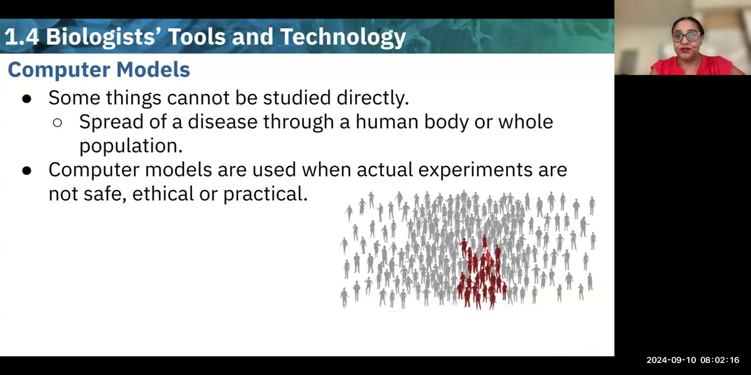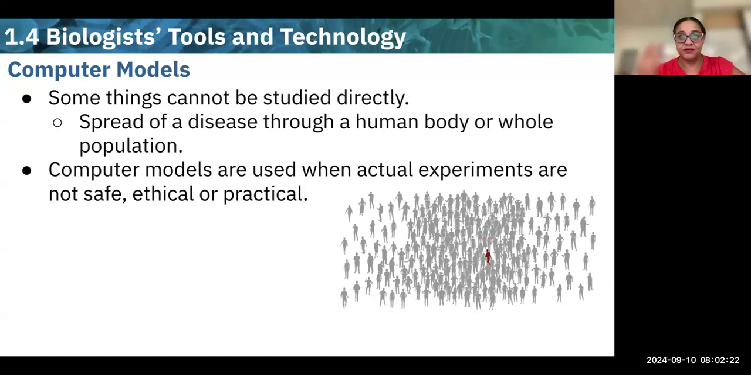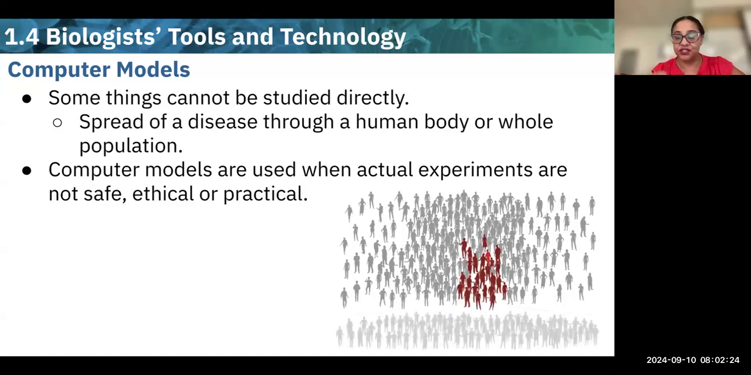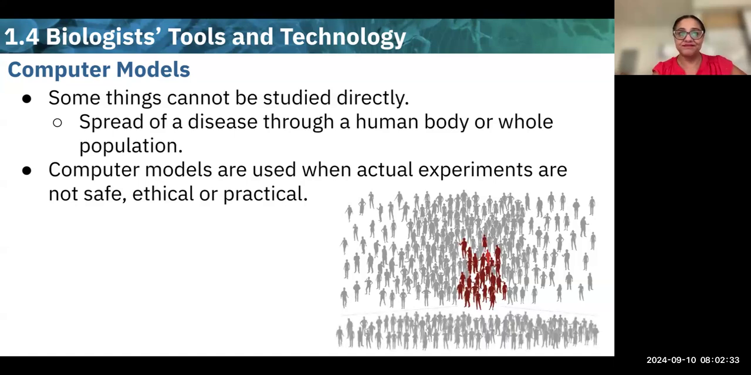So computer models are used when actual experiments are not safe, ethical, or practical. A lot of times, scientists like seismologists who study earthquakes use a lot of computer models because you can't cause an earthquake just because you want to study it. So they have to build some kind of a model to be able to study it.